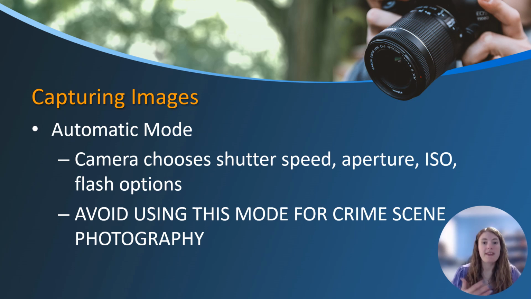For example, there are limits on the shutter speed if you are hand holding the camera versus using a tripod. The automatic mode doesn't take that context into account. So it doesn't compensate for hand holding, and you can easily end up with a blurry photograph. So the best thing to do is to avoid using this mode for crime scene photography.